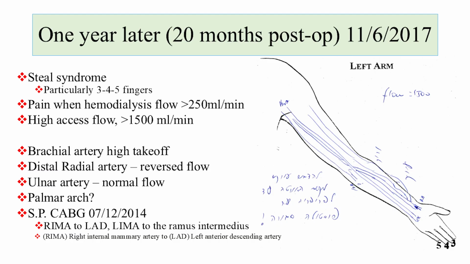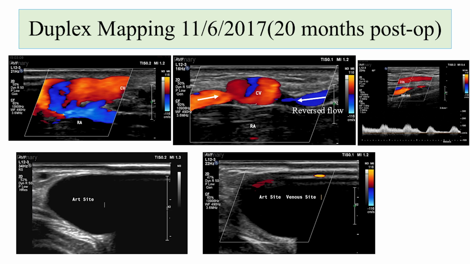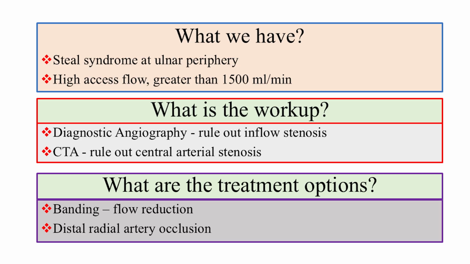Twenty months post-op, in June, the patient developed steal syndrome, particularly in fingers 3, 4, and 5. He had high excess flow, more than 1500 ml per minute, with pain when the dialysis machine reached 250 ml per minute flow. This is the duplex mapping. Naturally, the flow is reversed in the distal radial artery, and the ulnar artery has normal flow. So, we have high excess flow with steal syndrome that we need to fix.